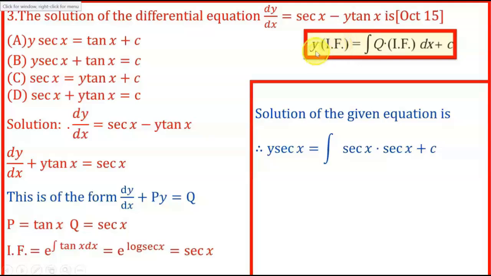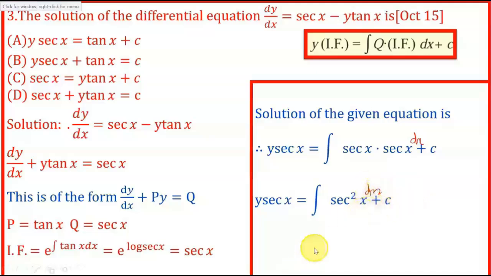We'll substitute the value of y into the equation: y into sec x is equal to the integral of sec x plus c. Here sec x into sec x means sec square x, into dx. Here the dx on both sides.